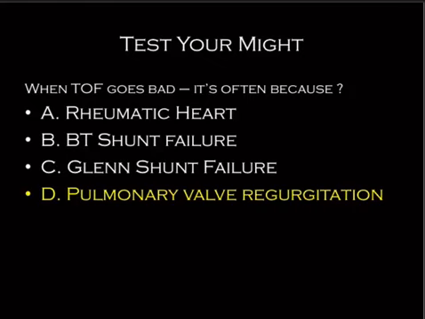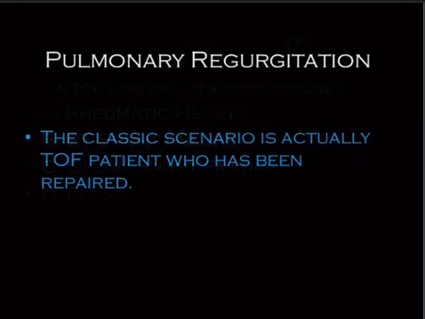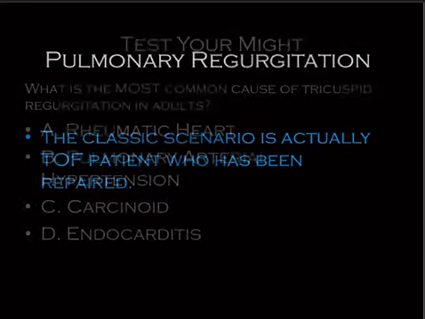It leads to progressive right ventricular enlargement and dysfunction, and it's an important determining factor. They will often monitor them for this. Like, is their RV getting bigger? And when it meets a certain threshold, then they have to go in there and repair it, or they can end up with arrhythmias and sudden death. So the classic scenario for pulmonary regurgitation is actually in a patient who's had a TOF repaired maybe 10 years before that, 15 years before that.